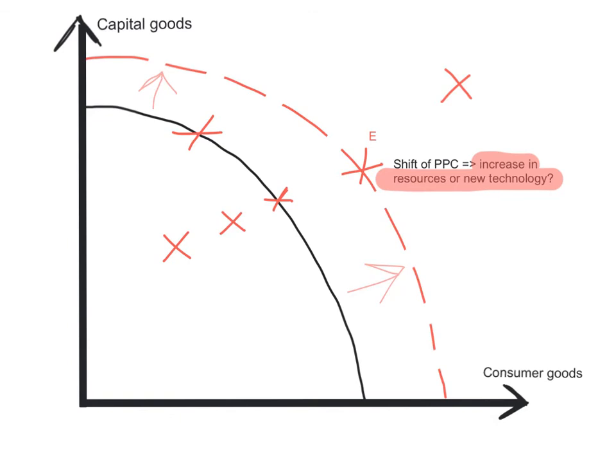So remember, the PPC will only shift outwards if there's an increase in the quantity or quality of resources or improvements in technology. Now, if there is war or a natural disaster, the opposite would happen. The PPC would shift inwards, because that means that the quantity or the quality of resources will have actually decreased after a war or natural disaster.